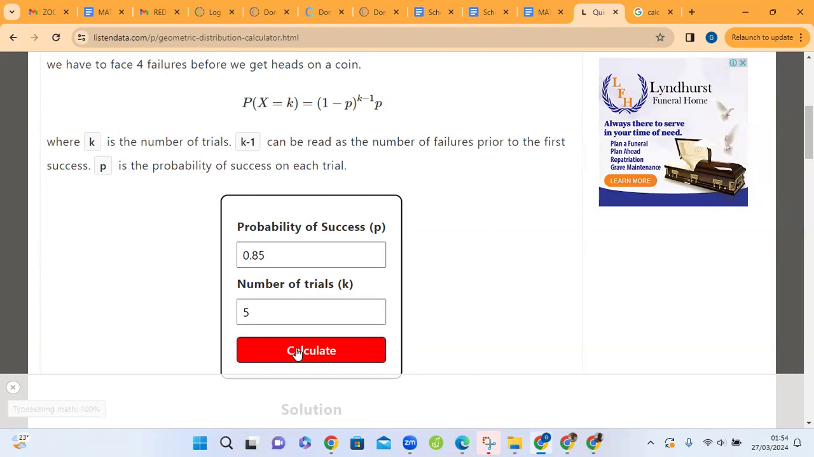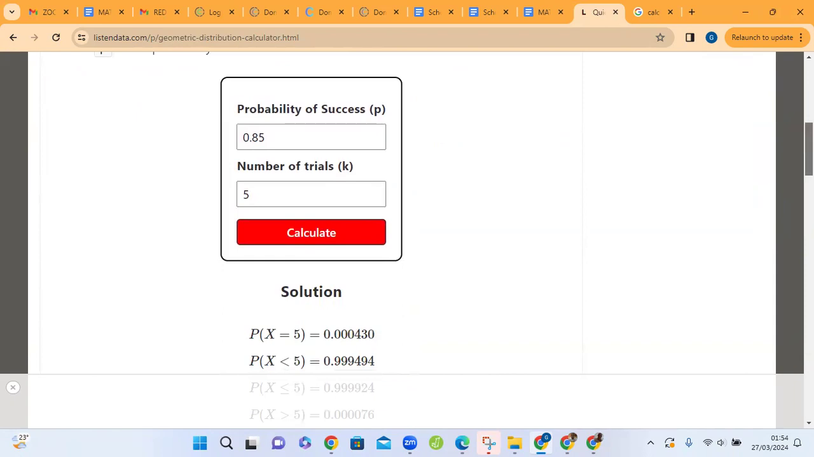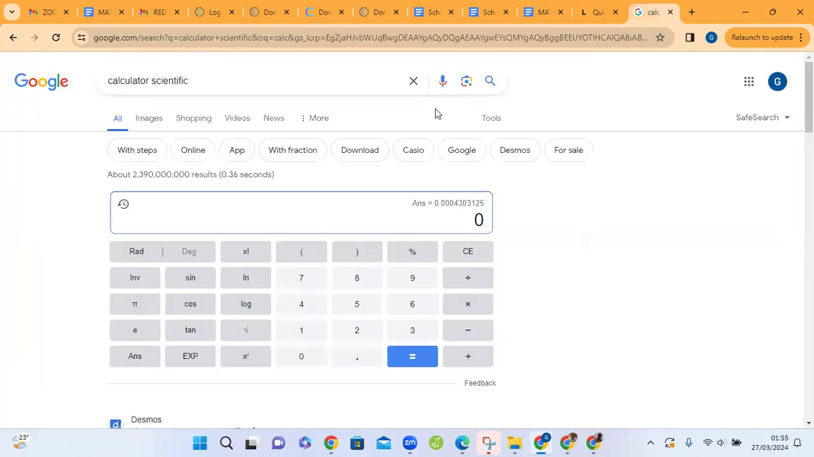So this calculator is giving us an answer of 0.00043, and they are even giving us the answer for less than 5 at the same time. That is the probability of succeeding in less than 5, or less than or equal to 4, if you want to put it that way. All right, and so what we can do now is go to a normal calculator and apply the formula.